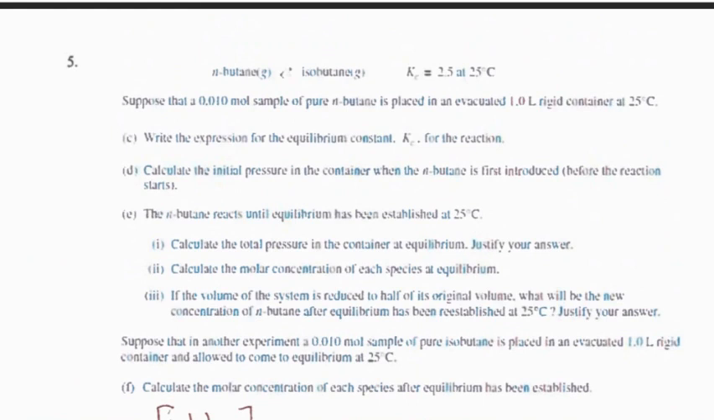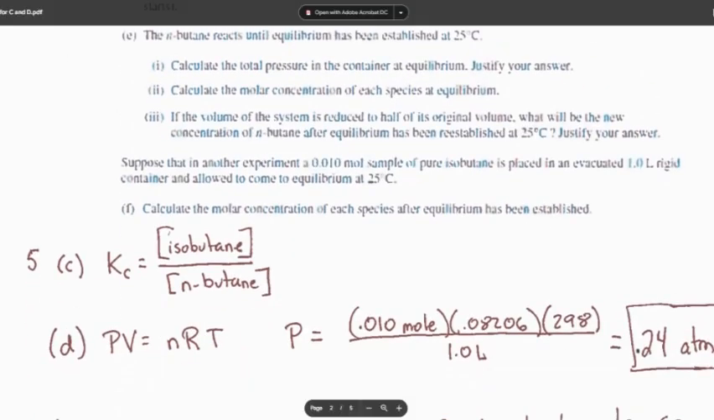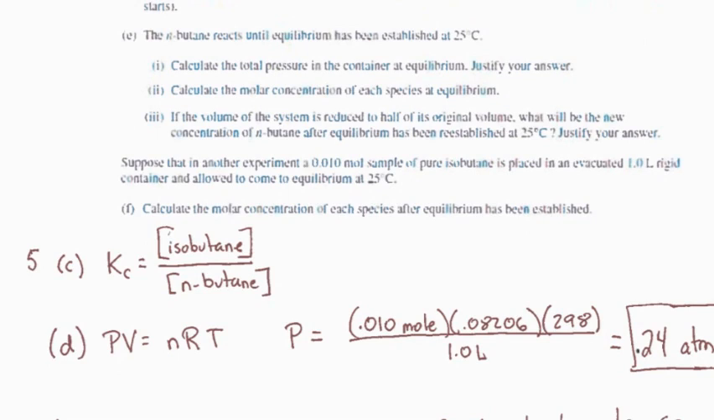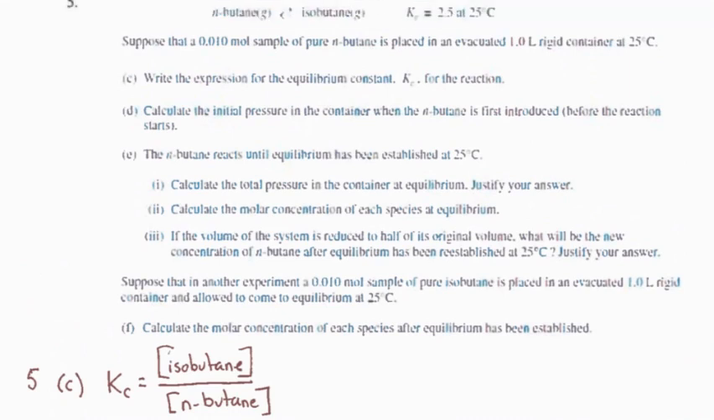If it had said Kp, it would practically be the same thing, except these would be in parentheses and be the pressure of isobutane, parentheses, the pressure of n-butane. So you go to Kp. It's pretty much the same setup, it's just the symbols look different.